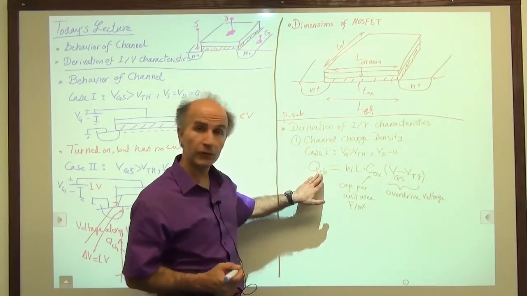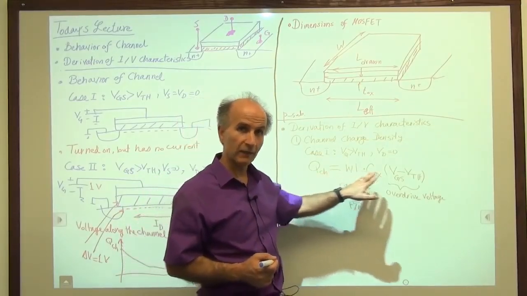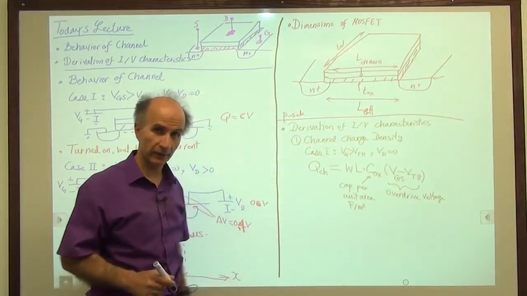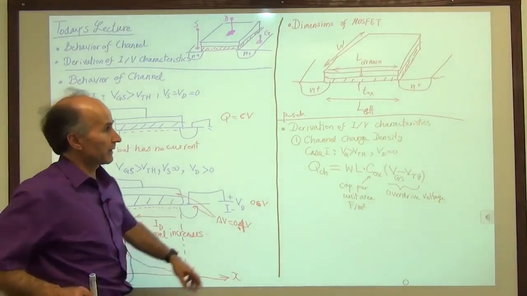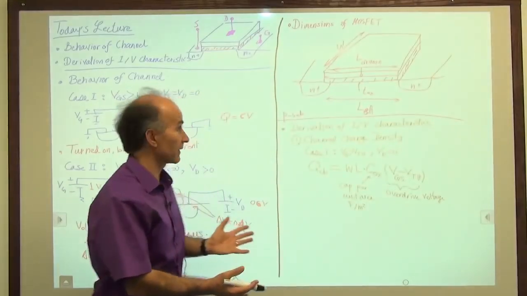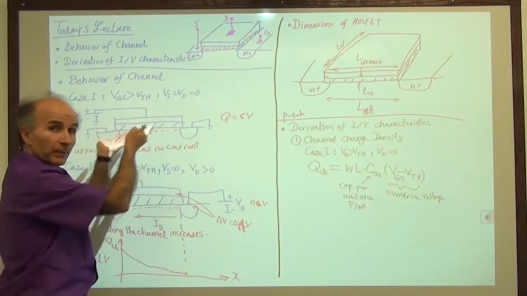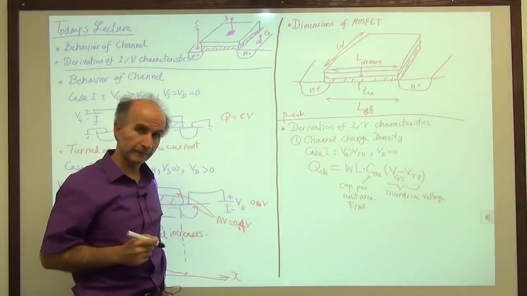So we have found the total charge in the channel for a given gate voltage if the drain is at 0. We're happy with that, right? This is not really density yet because this is the entire charge in the system, the entire charge they would measure from here to here into the page. All of that together is this much. But that's okay for now.